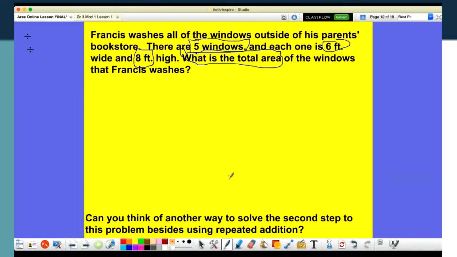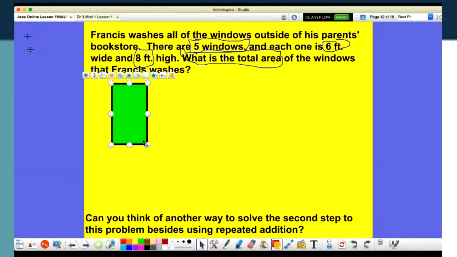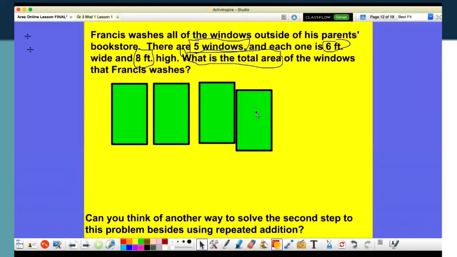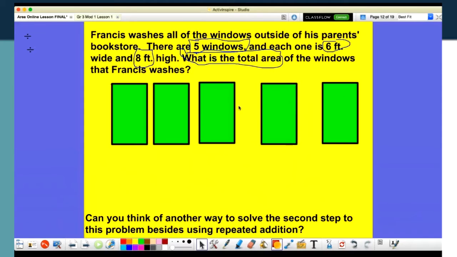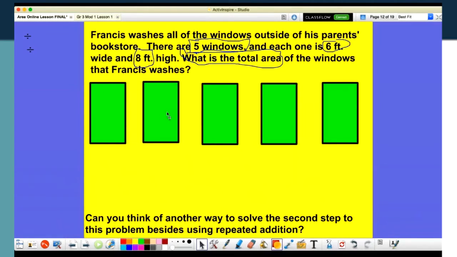All right, so I think one way I could do this is I could draw out 5 windows. So I could do 1, let's see, I can do that, and then I can just copy it 5 times. So that's 2, 3, 4, 5. So on your paper, if you're going along with us, you could draw out 5 windows.